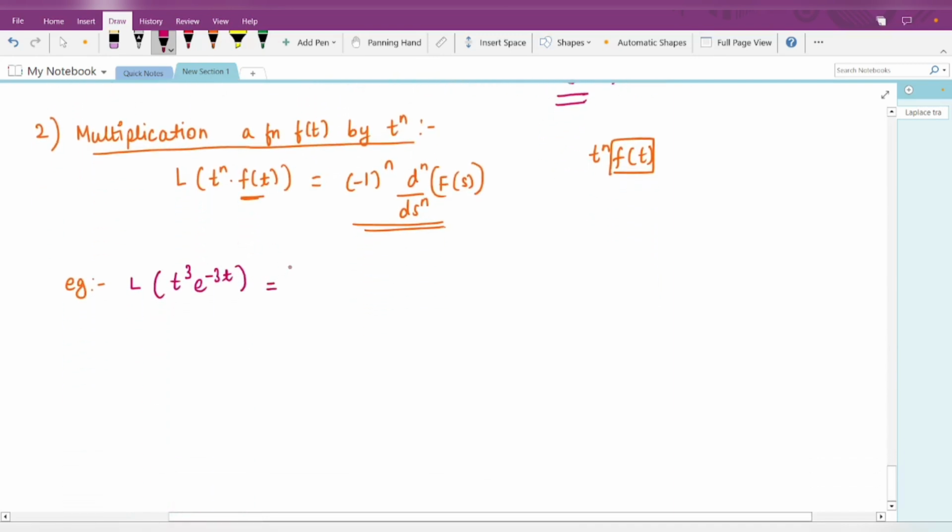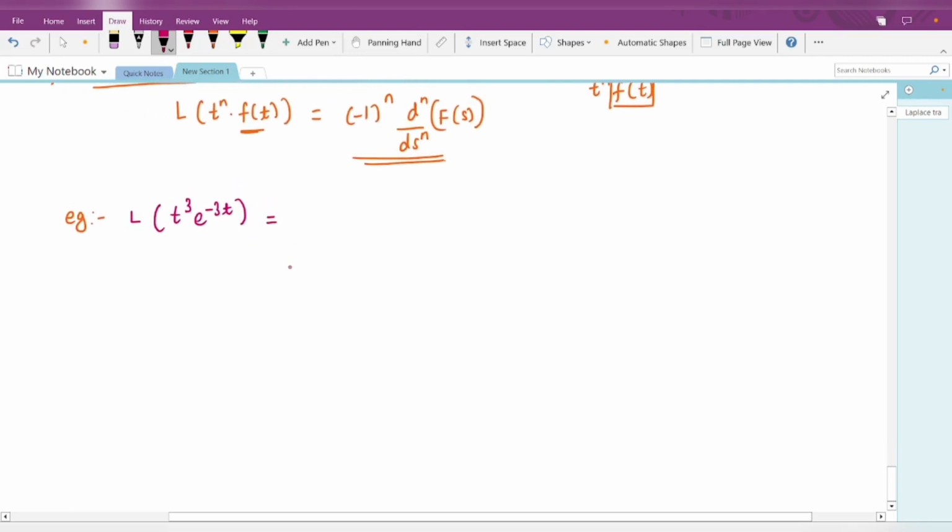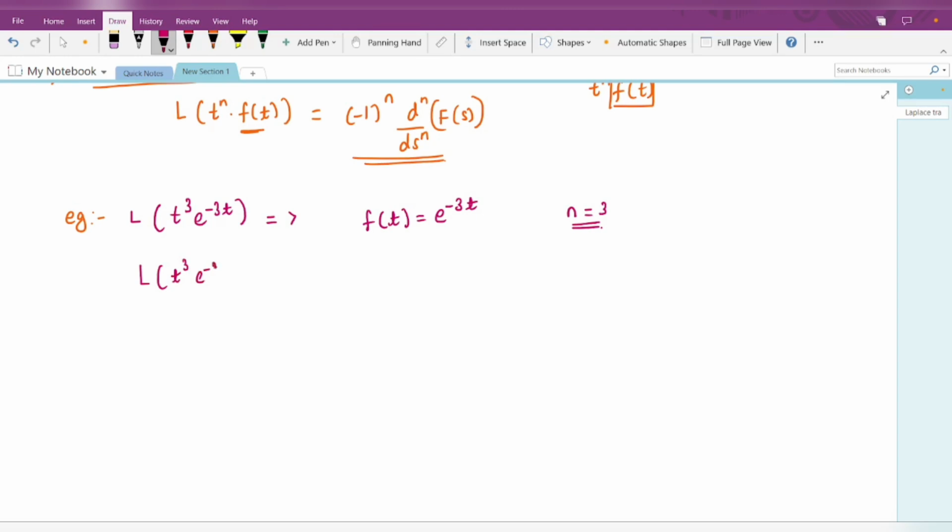Both are the same. So by both of these methods, we can find the Laplace transformation. Now if we compare, f of t is e raised to minus 3t, right? And n is 3. So the Laplace transformation will be equal to minus 1 raised to 3 d cube by ds cube of f of s. So f of t is e raised to minus 3t, and therefore f of s will be 1 by s plus 3. So d cube by ds cube of 1 by s plus 3.